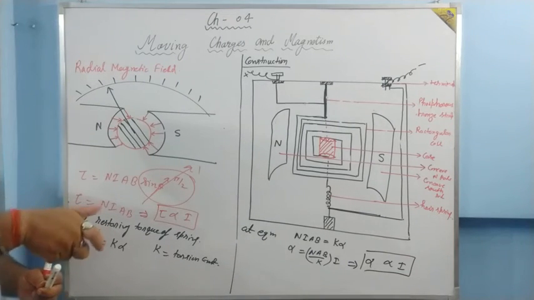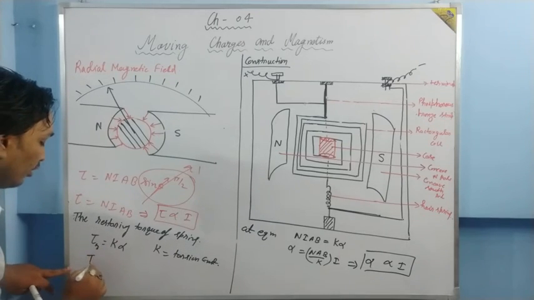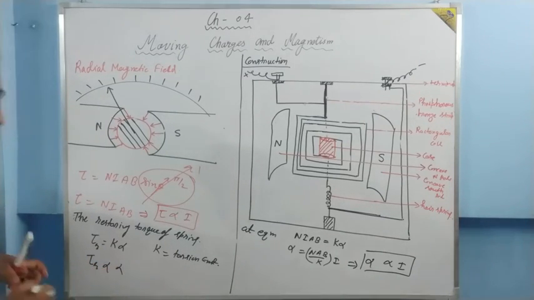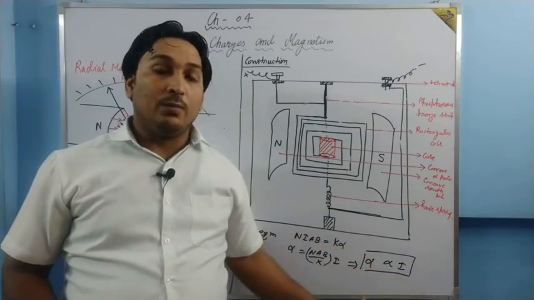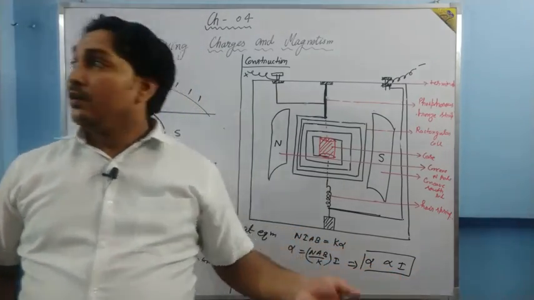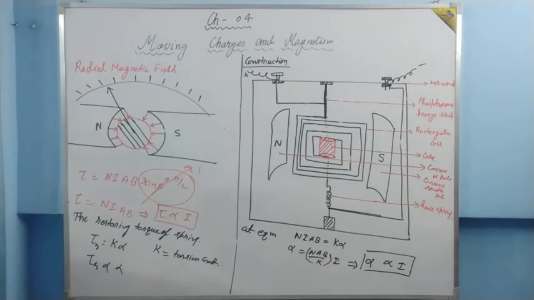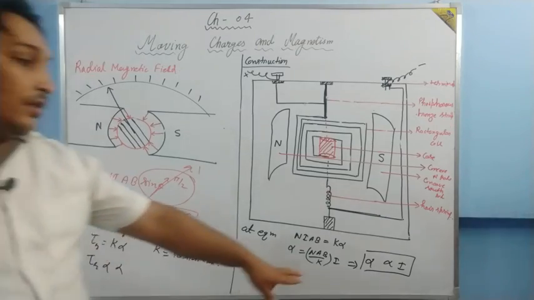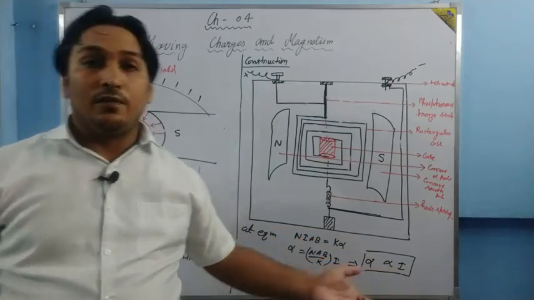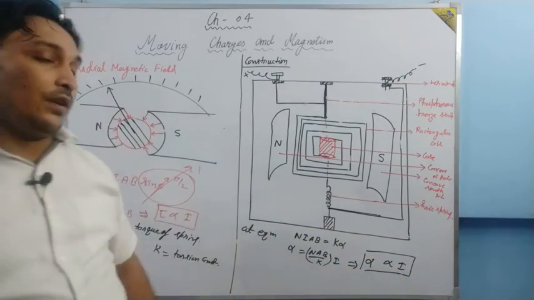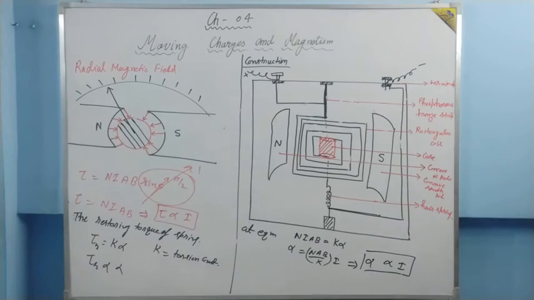By what angle it rotates, the restoring torque depends on that angle. Actually, restoring torque depends on alpha only. Is it clear? And alpha depends on I. So whatever be the current, according to that current, the deflection angle will change. If current is higher, alpha will be higher. If current is lower, alpha will be lower. So this is how the moving coil galvanometer works.